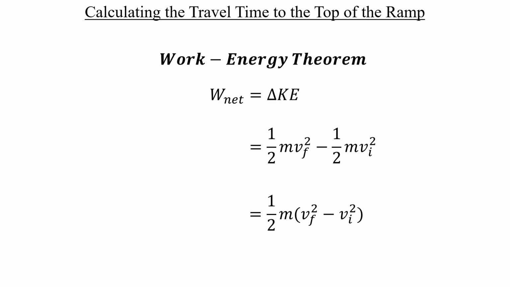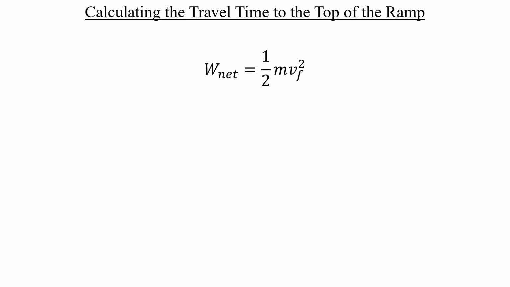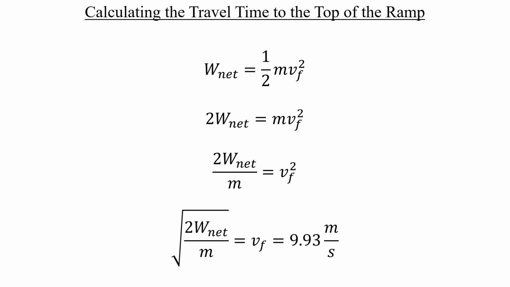If we use this theorem, we can simplify it a little bit for our situation here. Recall that the crate was not moving before we started pushing on it, so that means that the initial velocity, this term, will be 0, and our work-energy theorem expression just reduces to this. What we want to do is algebraically solve for the final velocity term. So we'll multiply by 2 and divide both sides by the mass, then take the square root. When you plug in all the numbers, you'll end up with the following velocity.